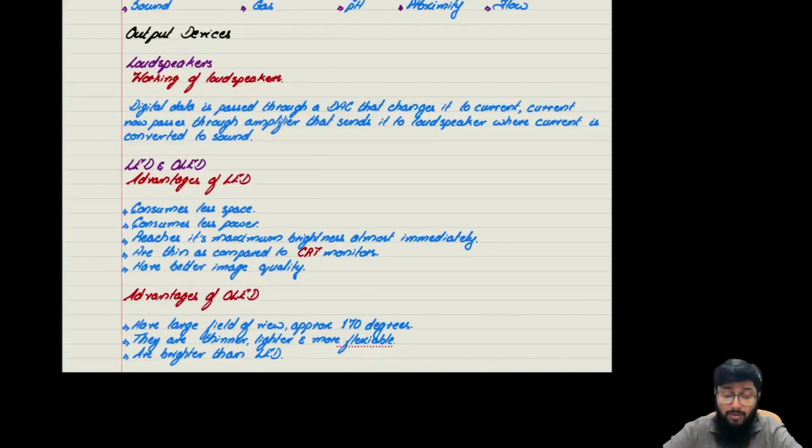Today we are going to learn about the output devices. In the previous videos we learned about the input devices. Now coming towards the output devices, the first thing is the loudspeaker. A loudspeaker is an output device that is utilized to provide you the sound.